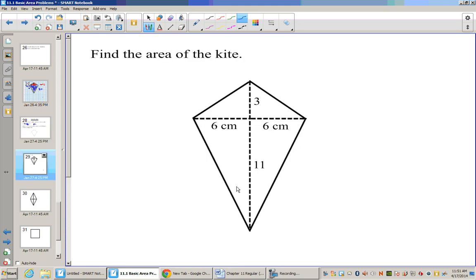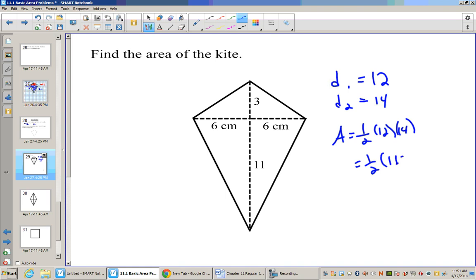For instance, if I have this, one diagonal is 12. My other diagonal is 3 plus 11, which is 14. Now if I use my area formula, 1/2 12 times 14, the first thing I have to do is find out what 12 times 14 is. 12 times 14, and that's 168. So 1/2 of 168 is going to be 84. So 84 centimeters squared is the area of this kite.